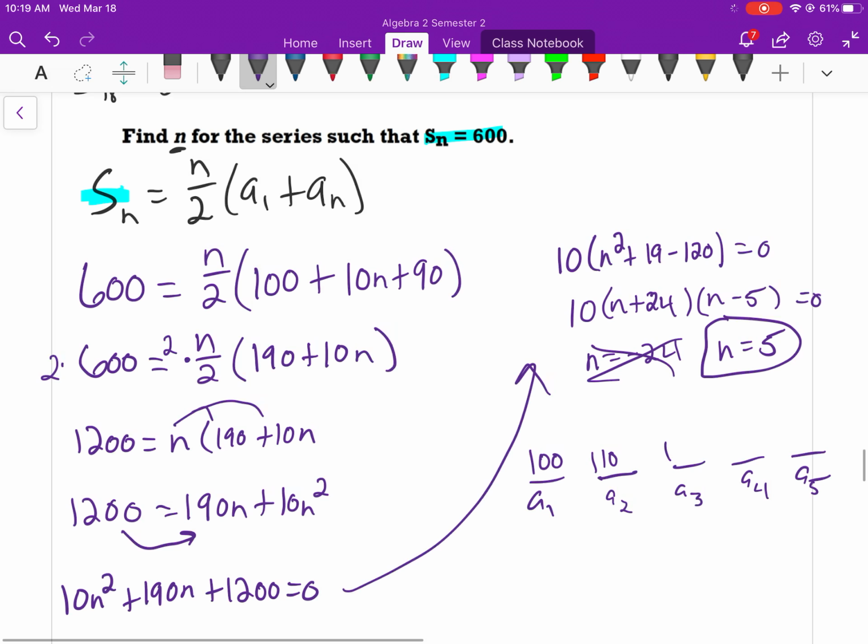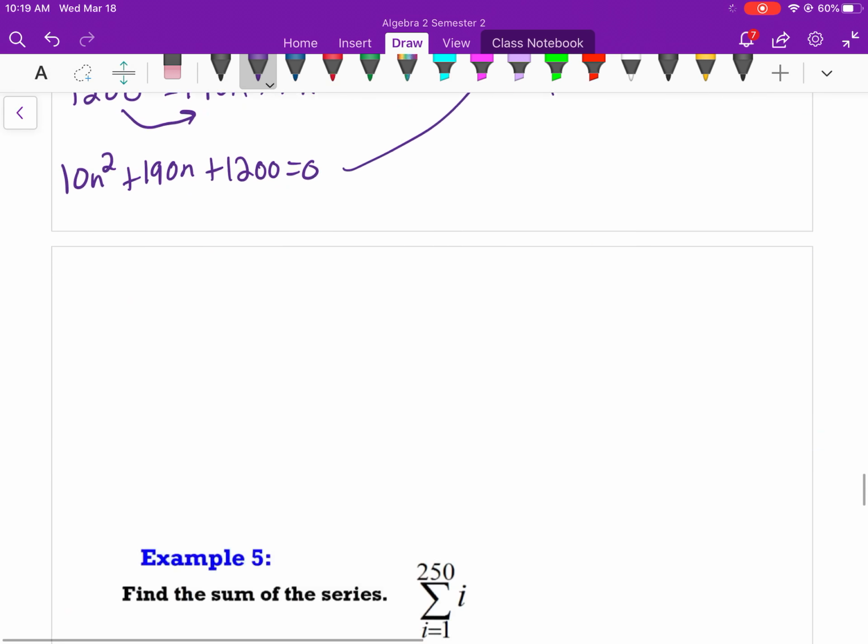So 100, 110, 120, 130, 140. The sum of those adds up to 600: 500, plus 10, plus 20, plus 30, plus 40, which it does. So if it's a small number like that, it's a quick, easy check if you just write out those terms. The sum should be 600. Add up that 100, 110, 120, 130, 140. I get 600, meaning we're good to go.